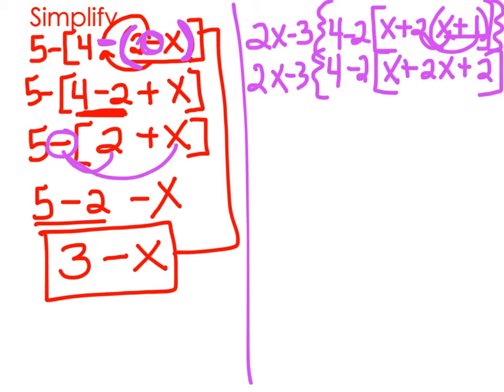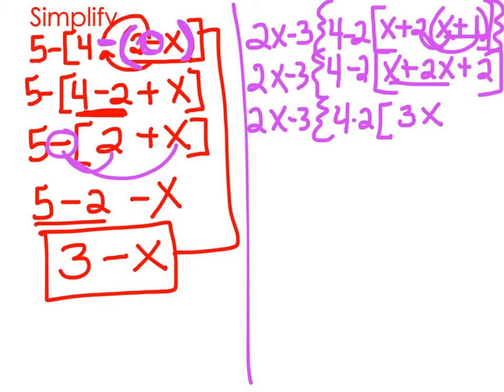Alright, now let's combine the x plus 2x. Let's make it 2x minus 3 and 4 minus 2, and then x plus 2x becomes 3x plus 2.